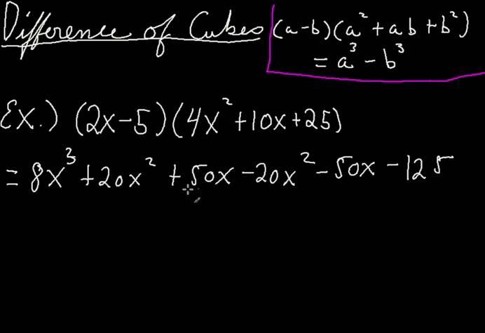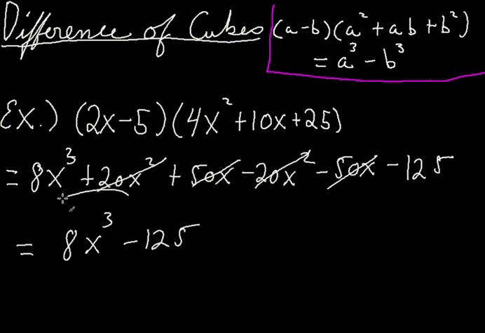Okay. Can I combine anything? I have 20x squared here, negative 20x squared here. That's going to cancel. 50x, 50x, that's going to cancel. So my final answer is 8x cubed minus 125. And that's the final answer.